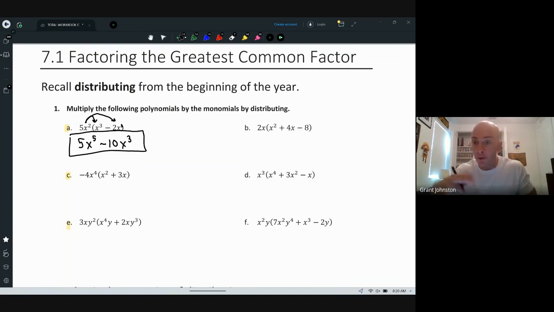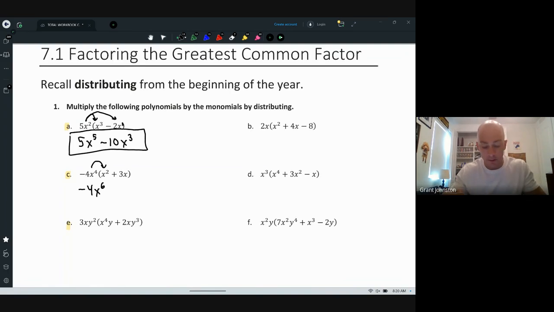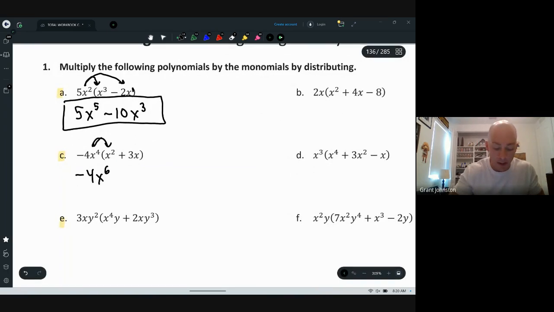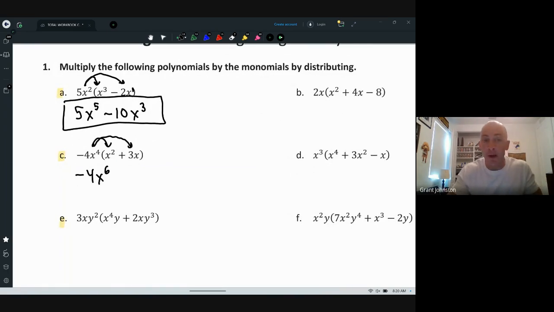I'm going to do the ones in the left column here. So in this one, I'll distribute the negative 4x to the fourth. So negative 4x to the fourth times 1x to the second would be negative 4x to the sixth. And then negative 4x to the fourth times 3x would be negative 12x to the fifth.